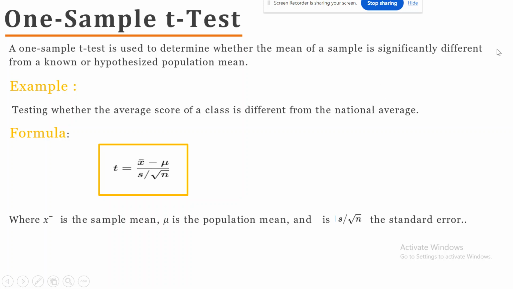When the mean of a sample is significantly different from a known population or not. So does it mean that we have a population mean here, and we want to calculate whether a sample mean is equal to the population mean or not? Here x bar is equal to the sample mean, mu is the population mean, and this is called the standard error.